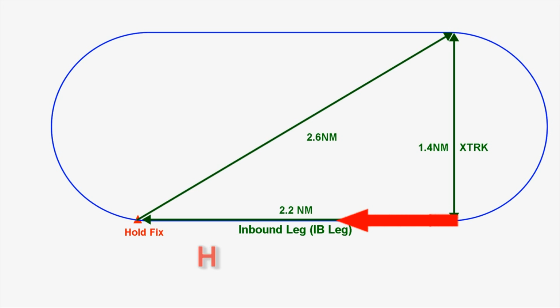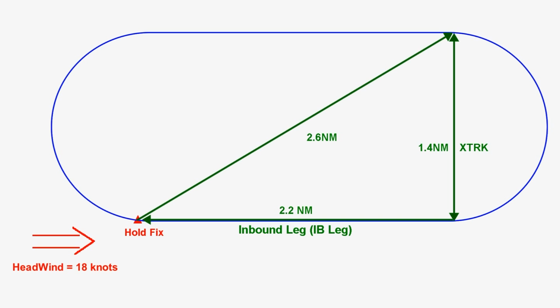For our first example, we are holding east of the VOR on the 090 degree radial with the inbound track as shown here. Imagine there is an 18 knot wind from 270 degrees. For holds up to 14,000 feet, the inbound leg must be 1 minute.